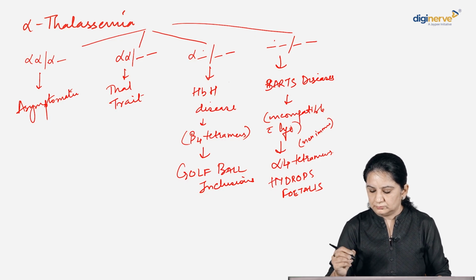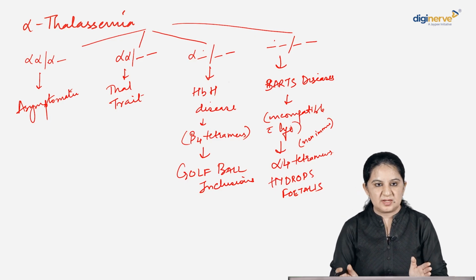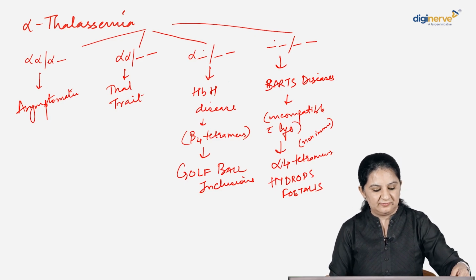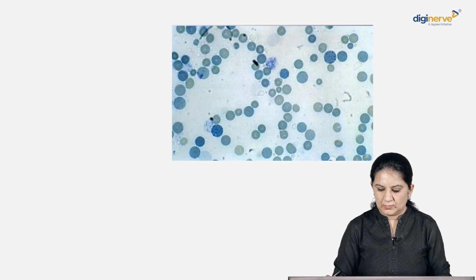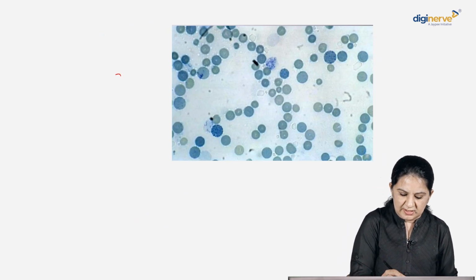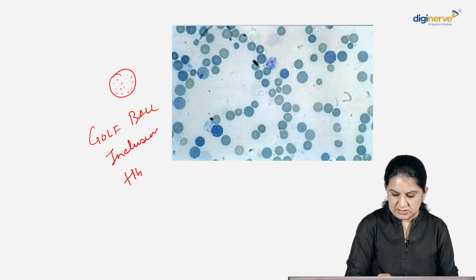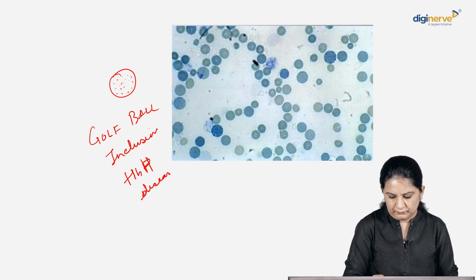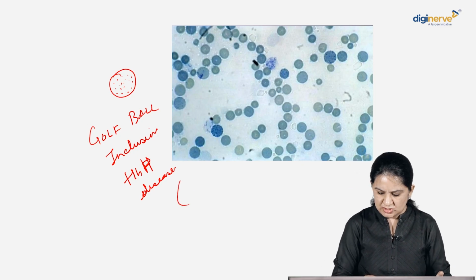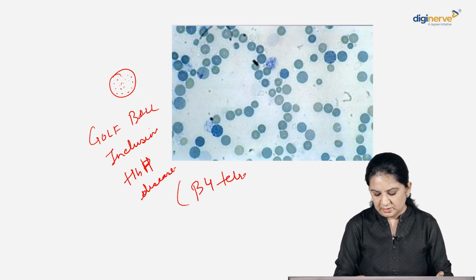Alright. So, this summarizes all 4 types of alpha thalassemia. So, I told you golf ball inclusions. See, this looks like a golf ball. So, golf ball inclusions are seen in HbH disease. An important question, HbH disease. Alright, these are aggregates of beta 4 tetramers.